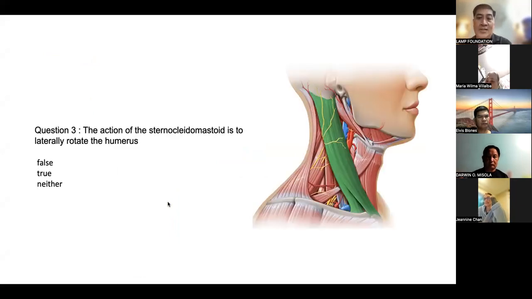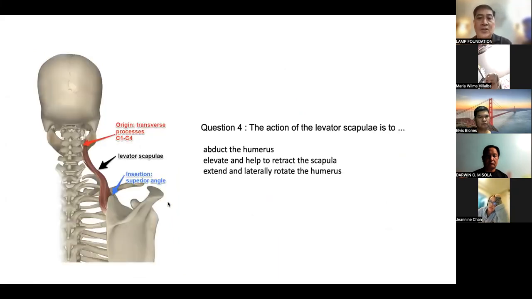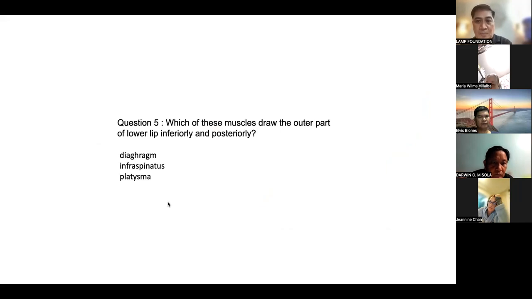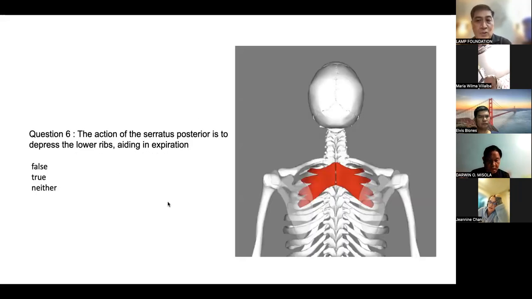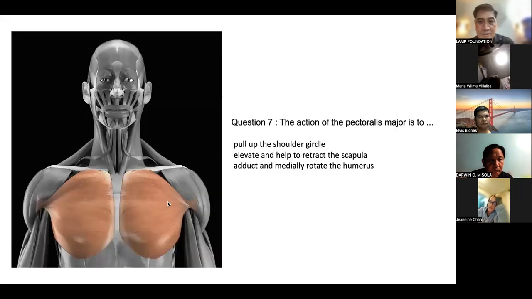Ngayon nakakahilo. Action of the sternocleidomastoid is to laterally rotate the humerus. False. Yeah, because it doesn't involve the humerus. Okay, the action of the levator scapulae is? Elevate and help to retract the scapula. Okay. Which of these muscles draw the outer part of the lower lip inferiorly and posteriorly? Platysma. Very good. The action of the serratus posterior is to depress the lower ribs, aiding in expiration. True. Okay. Action of the pectoralis major is? Adduct and medially rotate the humerus.